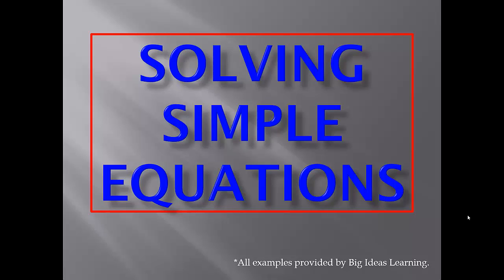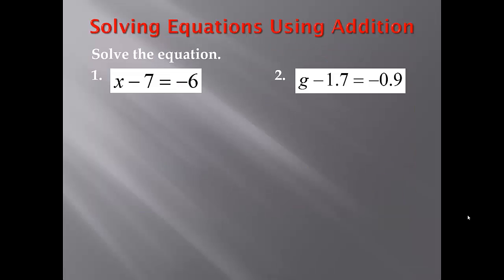Today's lesson is on solving simple equations. First, we're going to solve equations using addition. So we're going to solve the equation. For number 1, we have x minus 7 equals negative 6.